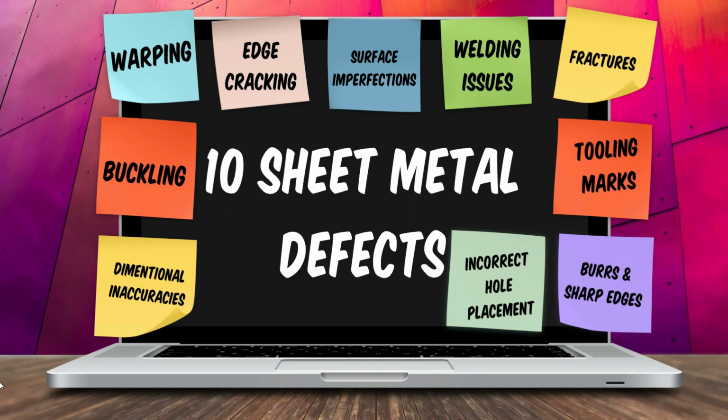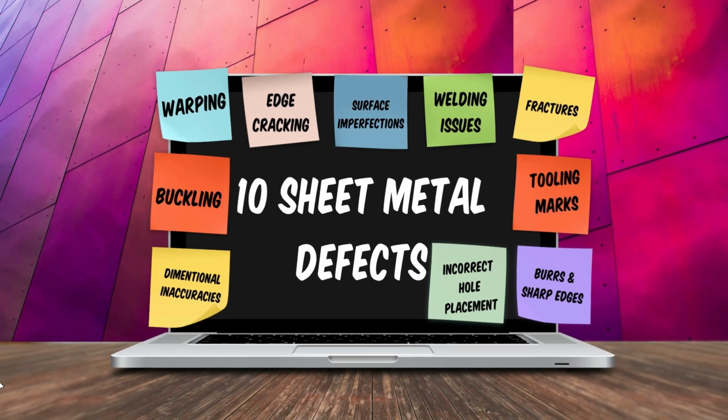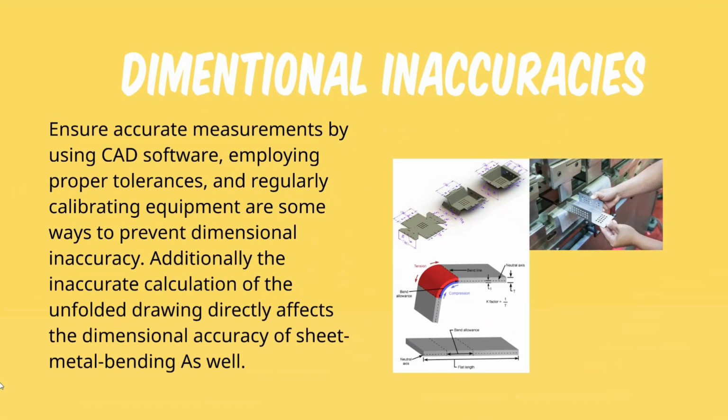When it comes to sheet metal design, there are several common defects that can arise. Here are 10 of them along with suggestions on how to avoid them.